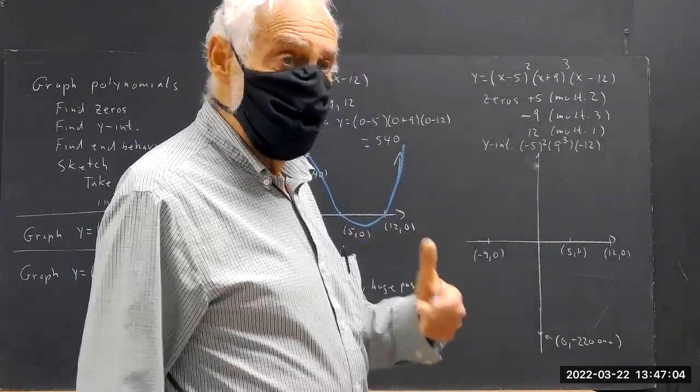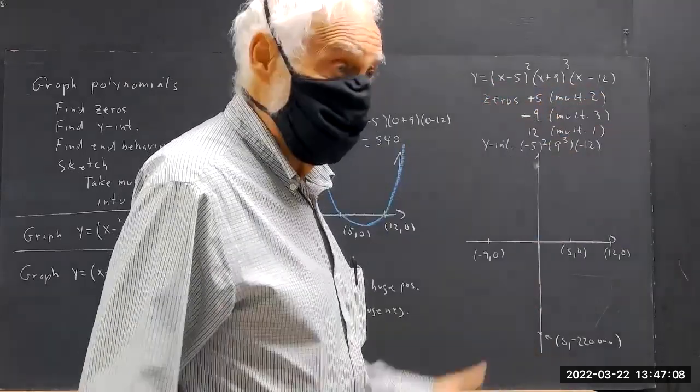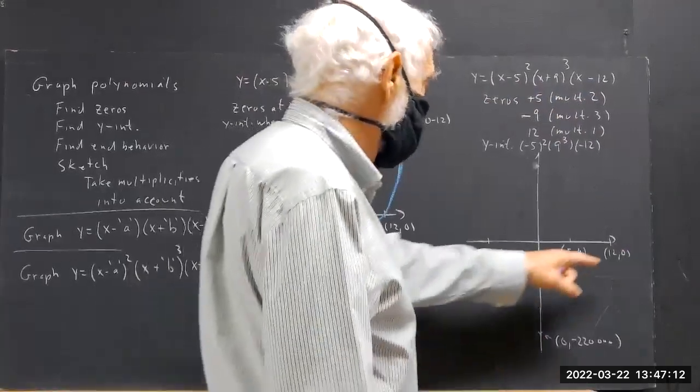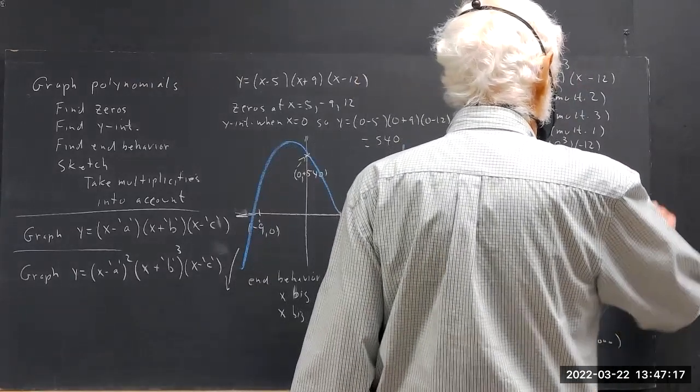If x is a huge positive number, all these are positive, right? So you're going to get a really, really, really huge positive number. It means after x gets past 12, this thing goes up very fast. Okay.